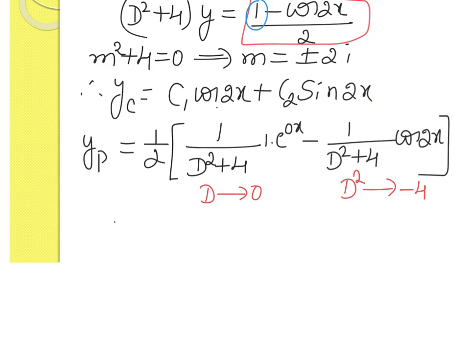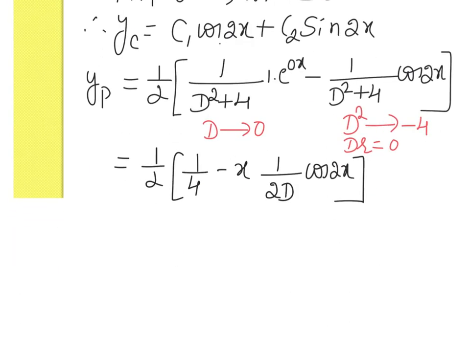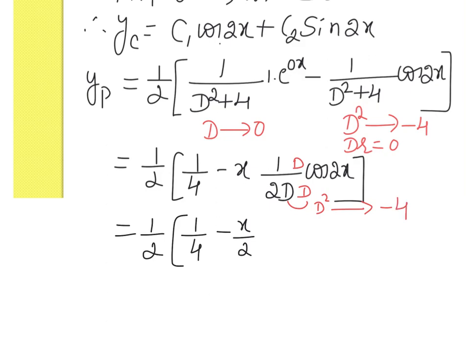So if you replace D square by 0, we get 1 by 2 into 1 by 4, e power 0x is 1. But when you replace D square by minus 4, here we get denominator 0. Therefore, we need to multiply by the independent variable x and differentiate the term f of D with respect to D, that is 2D, and cos 2x is taken as it is. Next, we can multiply and divide by D, or you can go for direct integration. I'll show how to multiply and divide by D. If you multiply D and D here, this becomes D square. Again we take D square as minus 4. Then in the denominator it's minus 4, and in the numerator we have D into cos 2x.